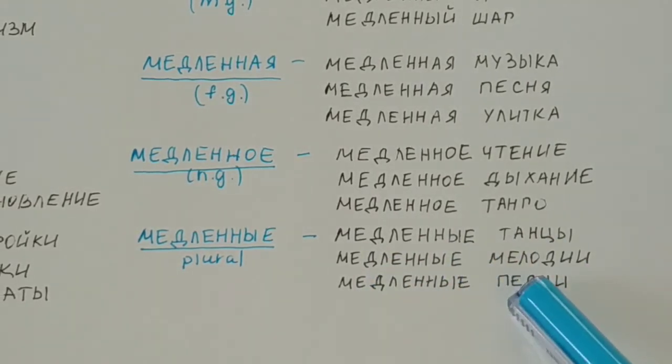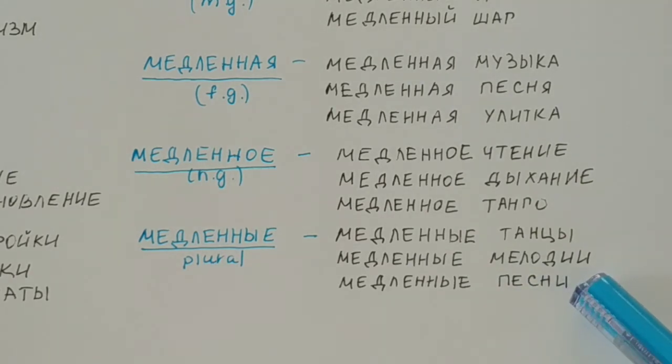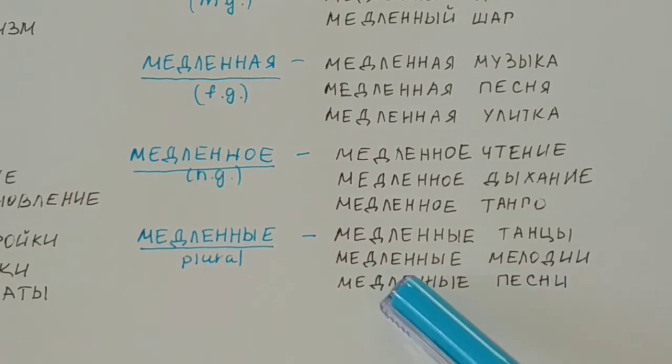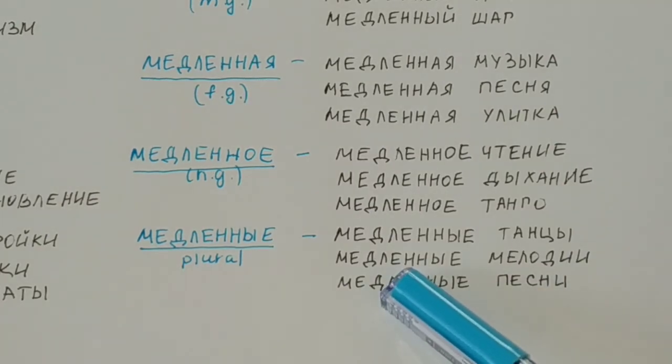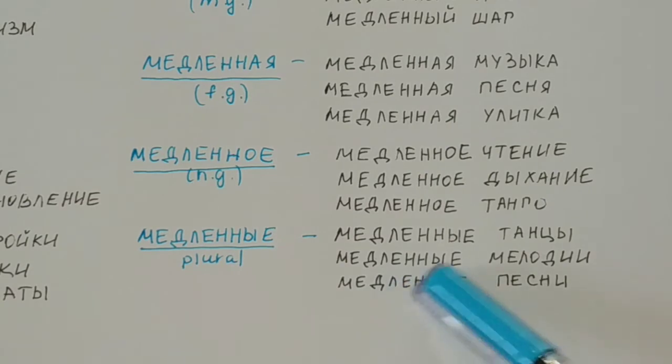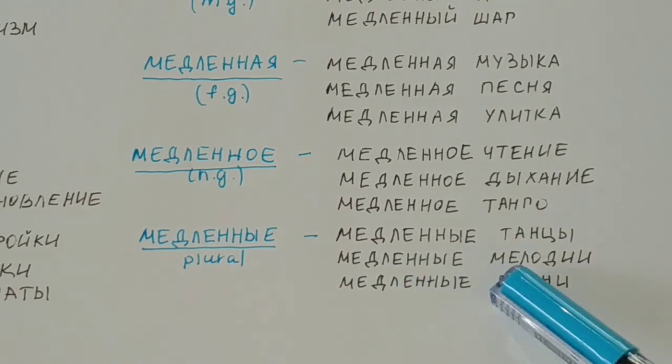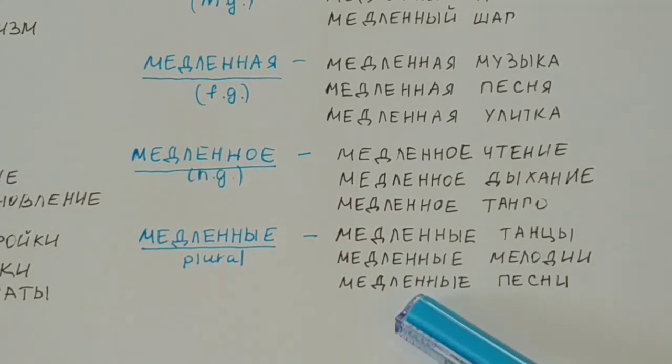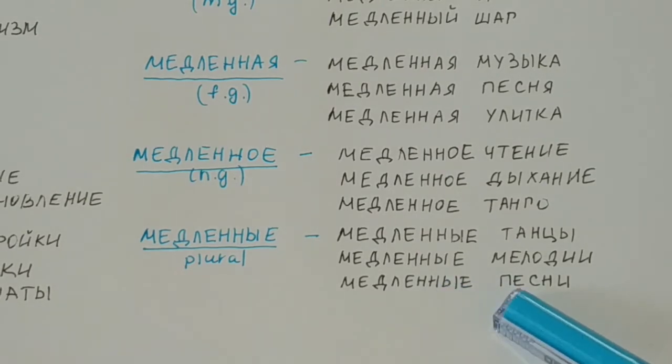Медленные мелодии. Мелодии is the plural form of the noun мелодия, which is melody. And here we are using it with the plural form of the adjective as well. So медленные мелодии means slow melodies. And also медленные песни.